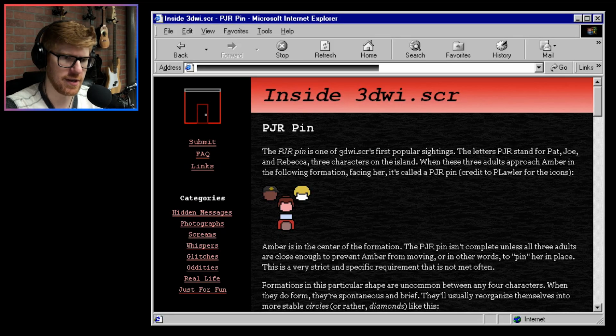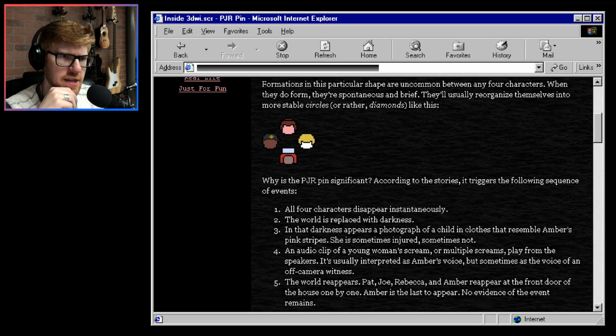Or not met often, either one. Formations in this particular shape are uncommon between any four characters. When they do form, they're spontaneous and brief. They'll usually reorganize themselves into more stable circles, or rather diamonds, like this.